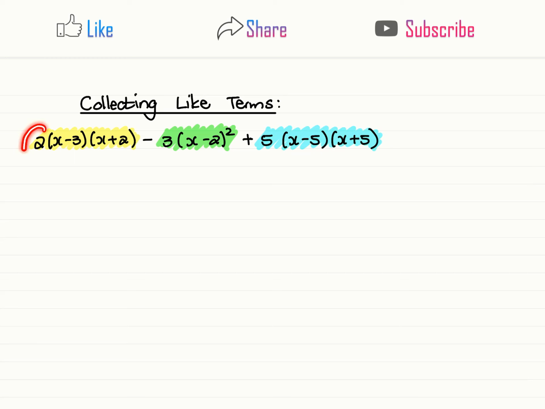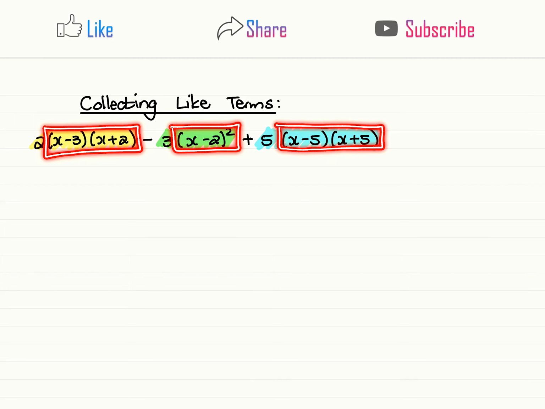A common mistake that people make is to multiply this coefficient in with every bracket. And they do the same in the middle term, and they do the same at the end. Now this is a common mistake which we want to avoid. First, let us remove or multiply out each of the sets of brackets individually.